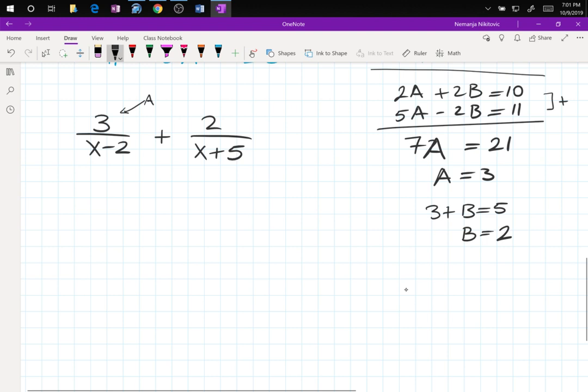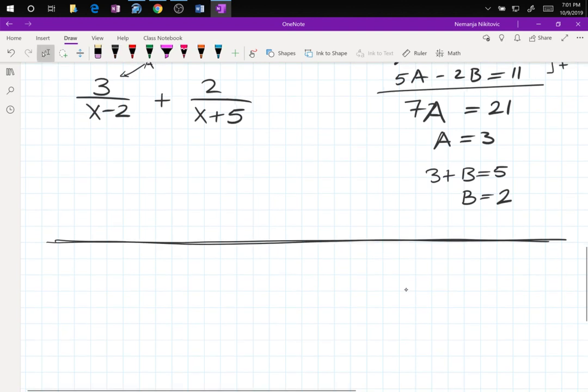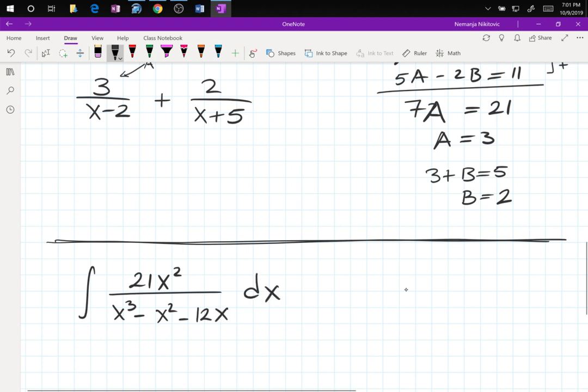So let's do another 7,000 examples and then go home. What is the type of the problem that you have in this section? Well, something like this. Integral of 21x squared divided by x cubed minus x squared minus 12x dx.